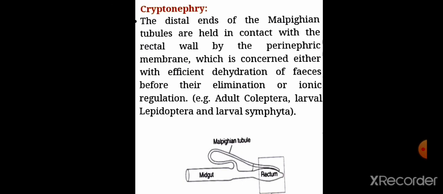As we know that in cryptonephrons the distal ends of Malpighian tubules are held in contact with the rectal wall by the perinephric membrane of rectum. So here we can see the direct contact of Malpighian tubule with rectum.